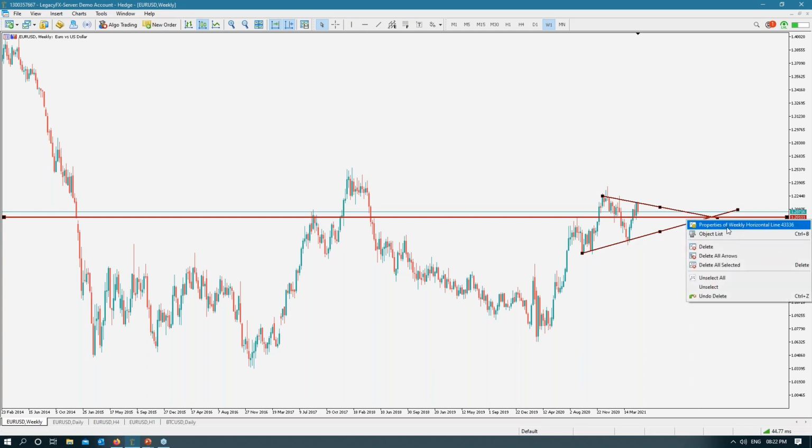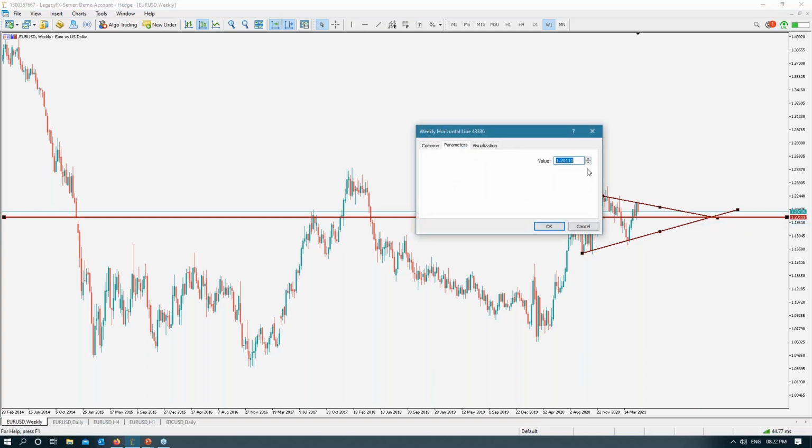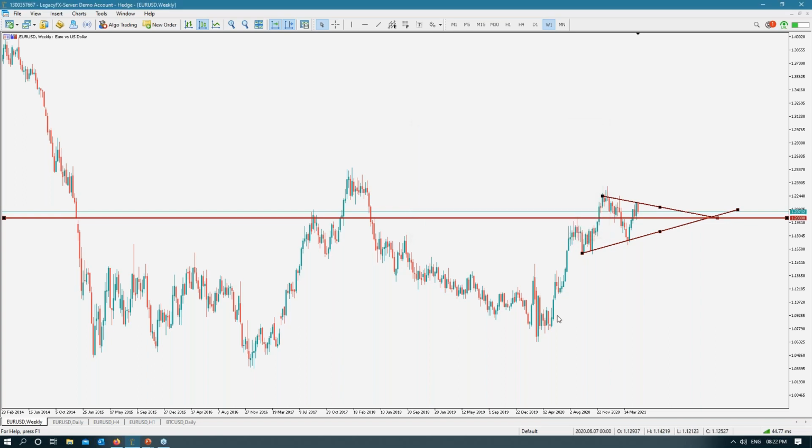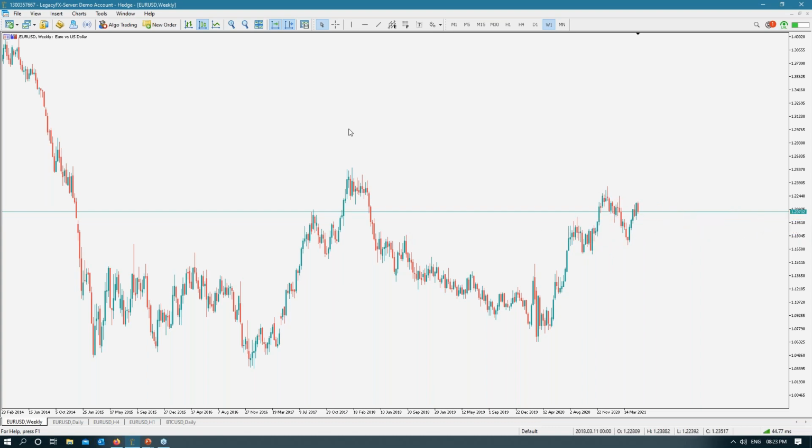1.20111. Now, if I would just change that really fast to 120, it's smack in the center. Which brings us to support and resistances.